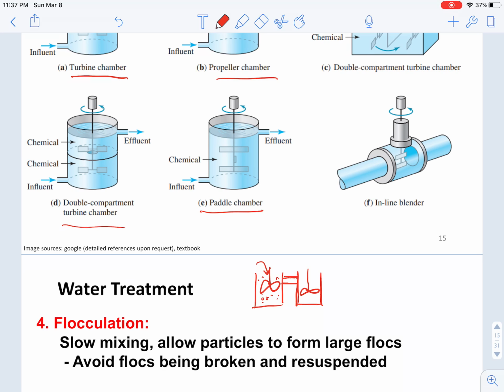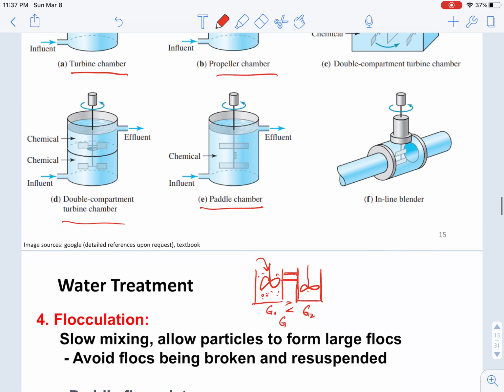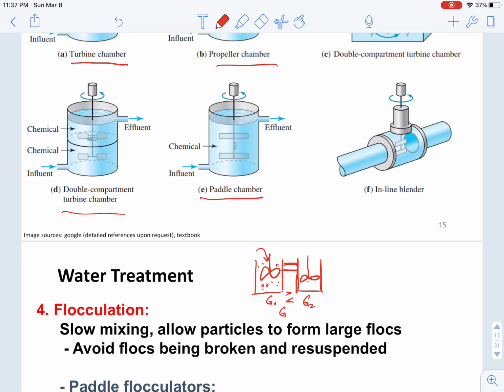But let's think about it. If we talk about the velocity gradient, remember that G value. Is G2 larger than G1 or smaller than G1? Which means, do we need a higher speed of the turbine in this second tank, or do we need a lower power of this turbine? Basically, we need the turbine to rotate slower.